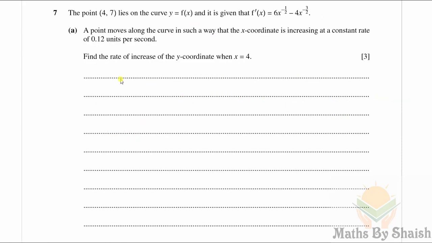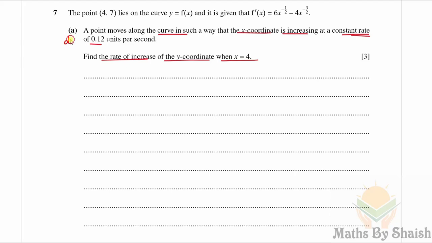Here's question number 7. The point (4, 7) lies on the curve y = f(x), and it is given that f'(x) is equal to this. A point moves along the curve in such a way that the x coordinate is increasing at a constant rate of 0.12 units per second. Find the rate of increase of the y coordinate when x is equal to 4.